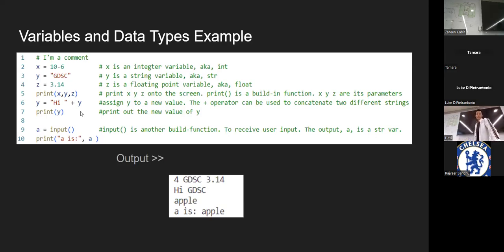On line 9, I declare a variable a and get user input with the built-in function input(). That's a built-in function to take user input as a string. It may not be that obvious, but this is a string type variable. To check the type of a variable, you can use the type function. If you type type(a), it will return the string type. And if I type apple, it will say a is apple.